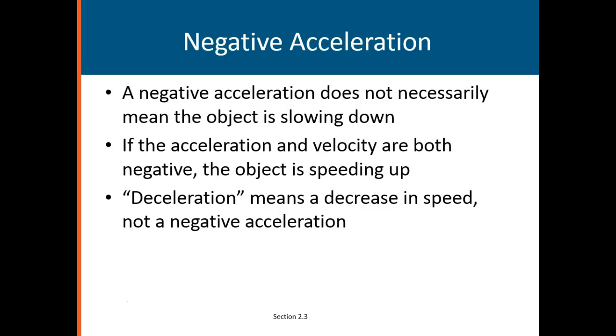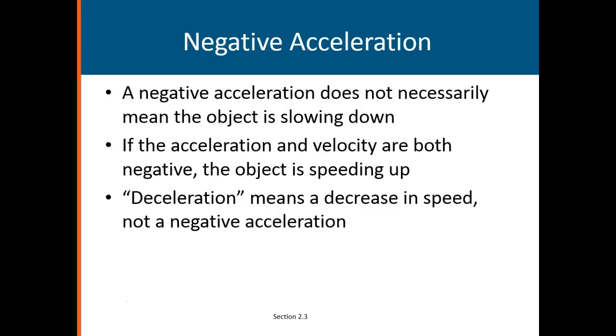Number C, an object with a constant non-zero acceleration can never stop and remain at rest. Beware of those nevers. Never say never. Here's where it could. Let's say a car is moving forward, and it's slowing down, so it has an acceleration in that direction. It keeps slowing down until it stops and then starts going backward. Constant, non-zero acceleration, but it did come to a stop. So that would be, I think, false.